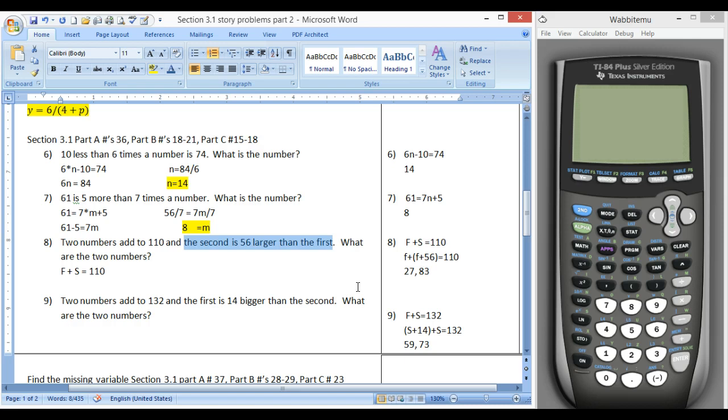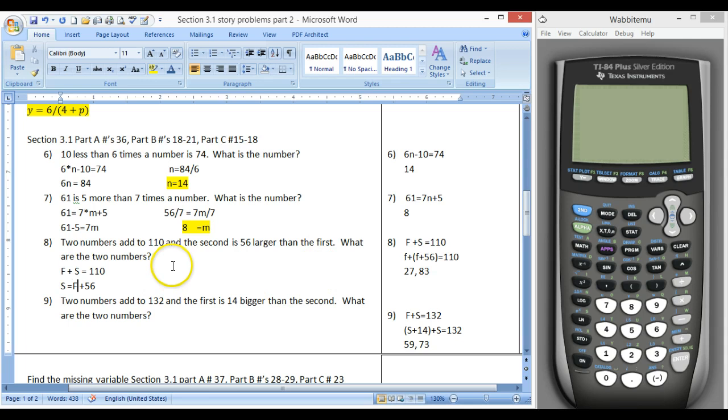It sounds just like our translation part from 6 and 7. The second, since I picked s for second, I'm going to put s. The second is, translating from English to math, is an equal sign. The second is 56 larger than, just like more than, that's the reverse kind, which means I need to add 56 to something, but I haven't read that something yet. Is 56 larger than the first? And I put f for first.